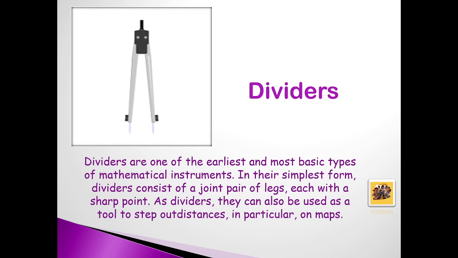Dividers. Dividers are one of the earliest and most basic types of mathematical instruments. In their simplest form, dividers consist of a joined pair of legs, each with a sharp point. They can also be used as a tool to step out distances, in particular on maps.